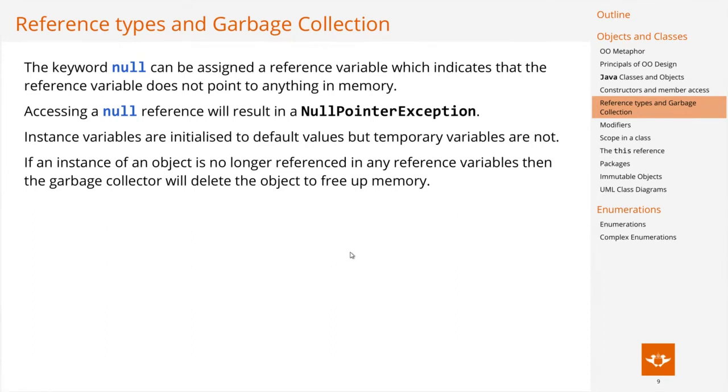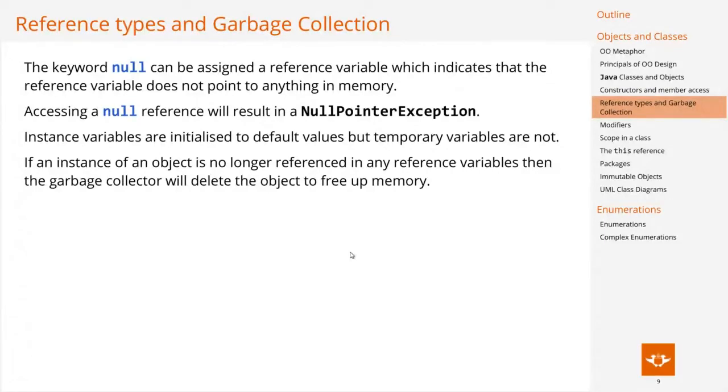So if you have instance variables in your class, for example, we have student number, first name, etc., those are given default values. Default value for strings is an empty string. Default value for numbers is 0. Default value for Boolean is false. Default value for reference types is null. That only works for instance variables.